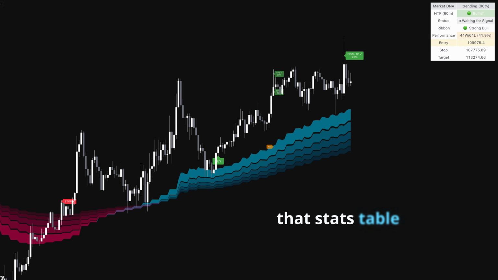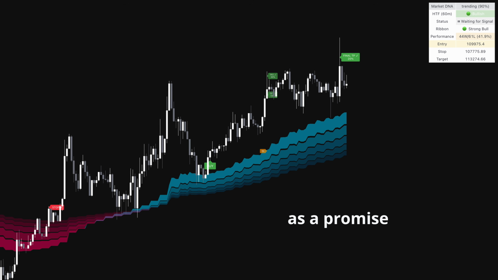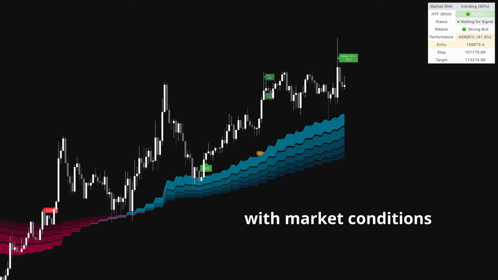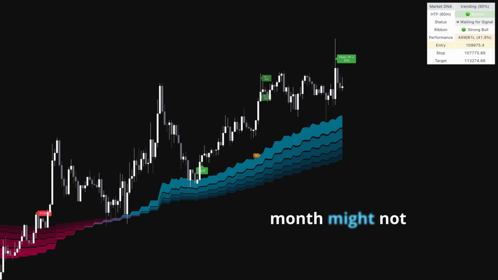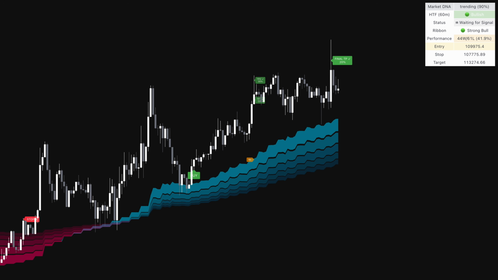Quick note on that stats table. Whatever numbers you see there, high or low, don't take them as a promise. Performance constantly shifts with market conditions. What worked last month might not work next month. The table shows you what happened, not what will happen.